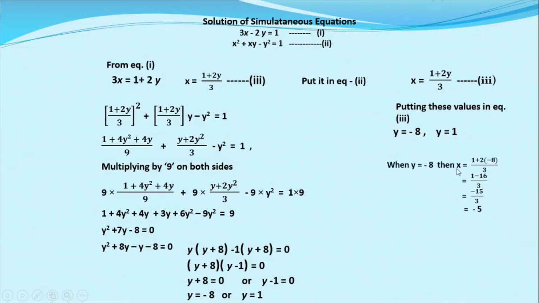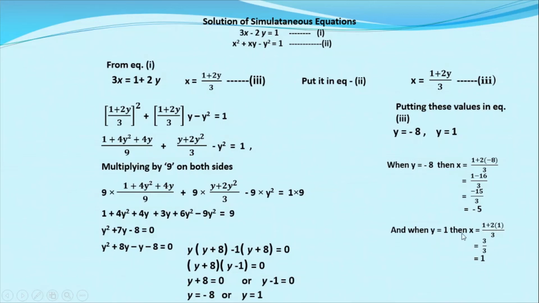Putting these values of y, minus 8 and 1, one by one in equation 3. First is y equals minus 8, so put minus 8 here. The answer will be 1 plus 2 into minus 8 over 3, so 1 minus 16 over 3, which is minus 15 over 3. The answer is minus 5. If y is minus 8, then x will be minus 5. Next, if y is 1, put 1 here: 1 plus 2 into 1 is 3, 3 over 3 is 1. If y is 1, then x is 1.